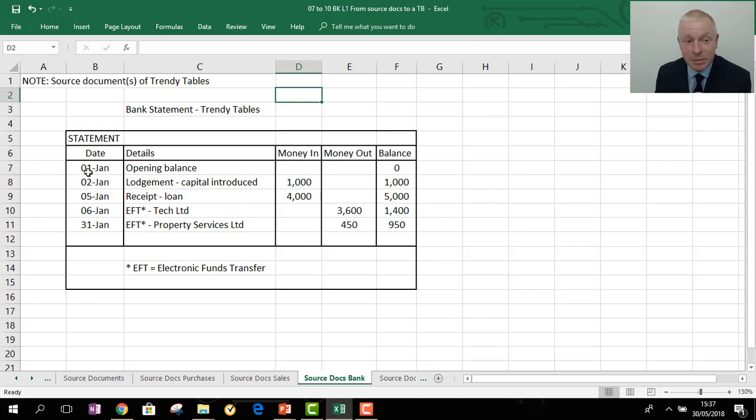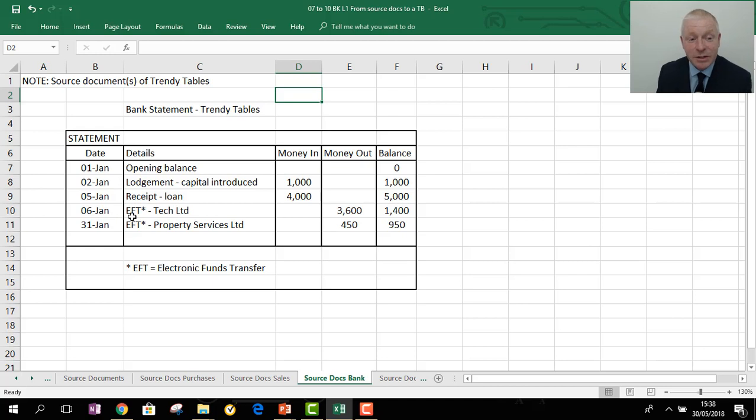as well. So at the beginning of January, we can see from this bank statement, there was no money in the account. Then on the 2nd of Jan, a lodgement was made, which was referred to as capital introduced. So that's monies introduced by the owners of the business for 1,000. And then this brings the balance up to 1,000, because 0 plus 1,000 is 1,000. It's pretty straightforward. On the 5th of Jan, the business received a loan, and the loan was for the value of 4,000. This is adding to the amount of cash available for the business to spend. Now there's 5,000 in the account to spend.